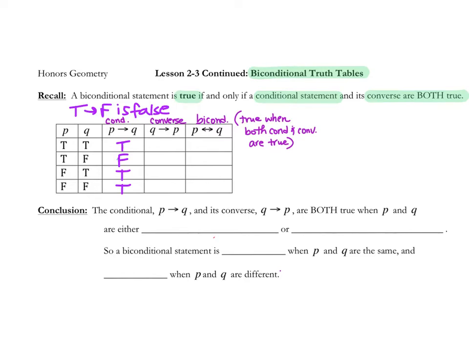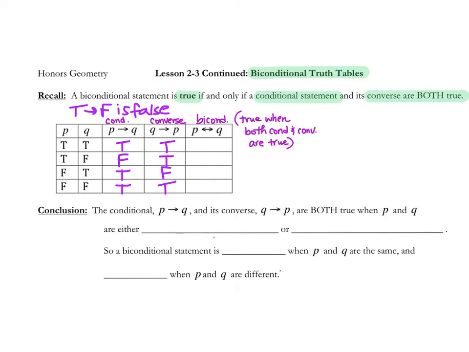For the converse, now we're going the other way. We're doing Q implies P, so that means that we're going backwards. Where is there a true in the Q column that leads to a false in the P column? Well, that's only happening in this row right here. So this one would go true, true. It's false here because it's going from true to false. And then the last row is true.